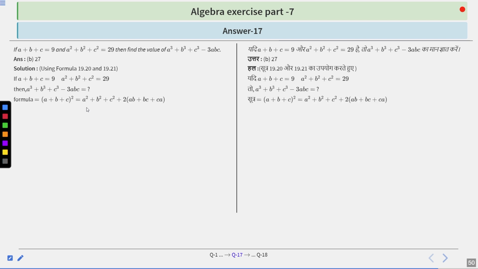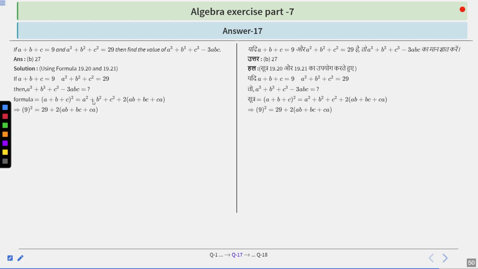Now the formula we know, that is (a + b + c)² is equal to a² + b² + c² + 2(ab + bc + ca). So putting the value of a + b + c, that is 9, 9² is equal to the value of a² + b² + c², which is 29.